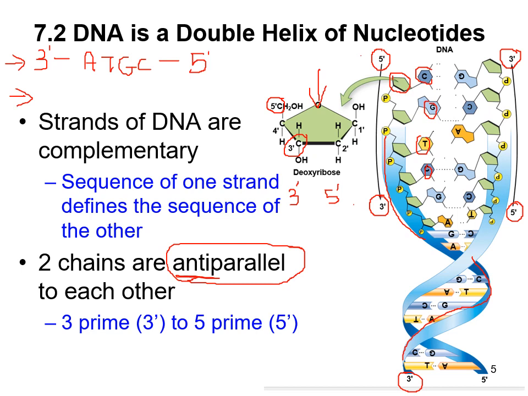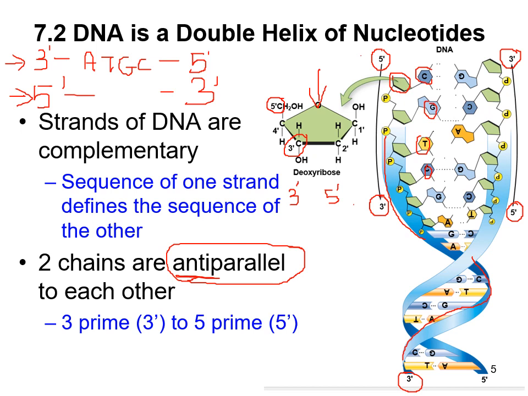Now, in order to figure out what the other side is going to look like, we're going to have to do two things. The first thing is we're going to take a look at our carbons, and we're going to keep in mind that they're antiparallel. So if one side starts with 3 and ends with 5, that would mean that the other side will do the opposite. So we're going to start with a 5 and we're going to end with a 3. That's going to indicate the backbone running antiparallel.